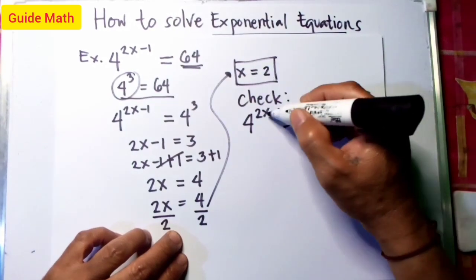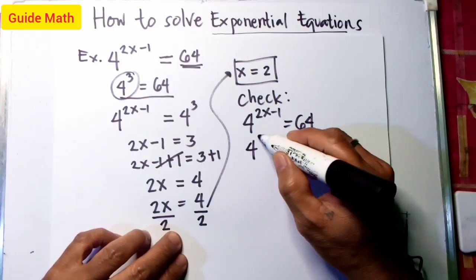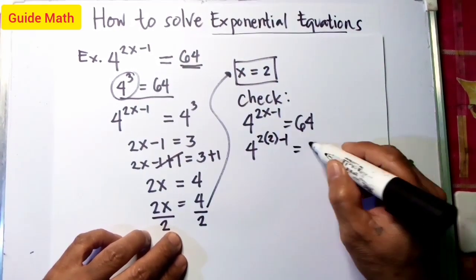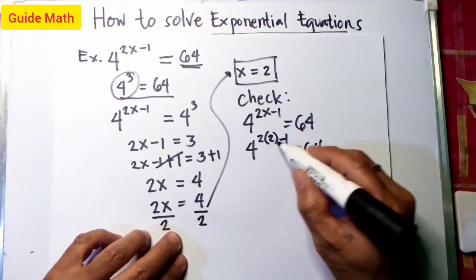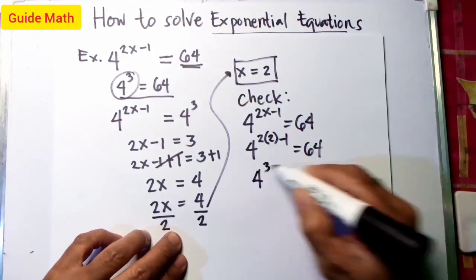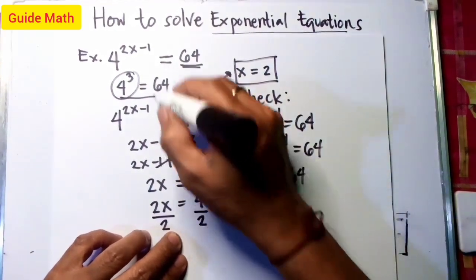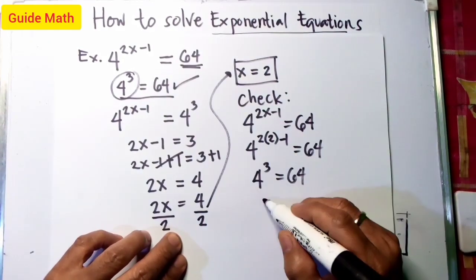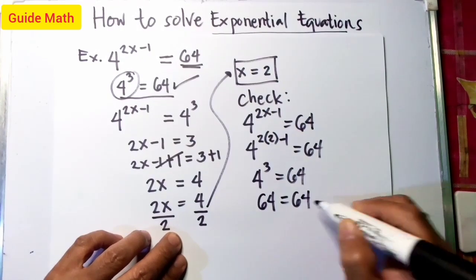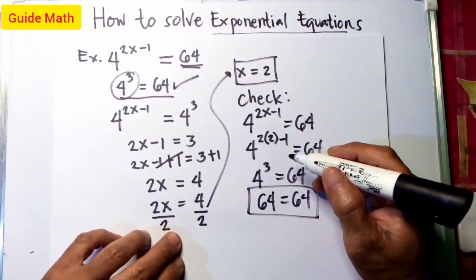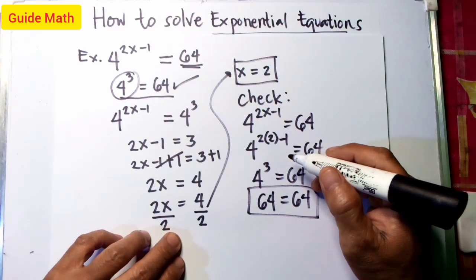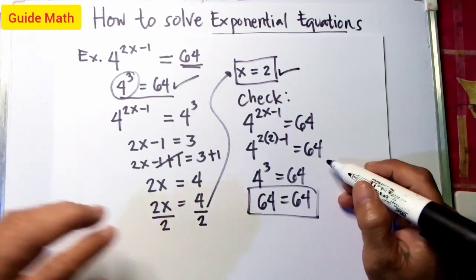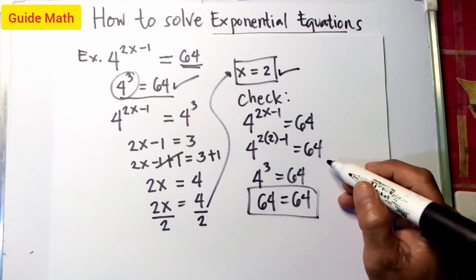And then, yung x natin, palitan natin yan. We have 4 raised to 2 times 2 as the value of our x minus 1 is equal to 64. Then 2 times 2 is equal to 4 minus 1 is 3. So 4 cubed is equal to 64. Then we know that 4 cubed is also equal to 64 because 4 times 4 is 16, 16 times 4 is 64. So 64 now is also equal to 64. And it means that the value of our x in the given exponential equation is equal to positive 2. Okay? So that's on how to solve exponential equation, no?